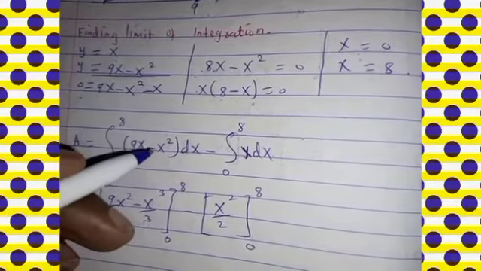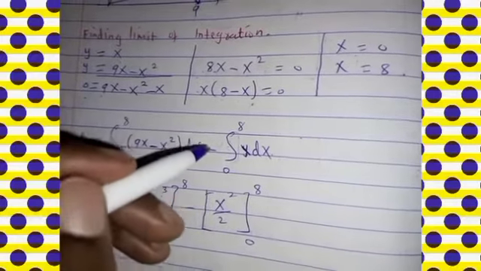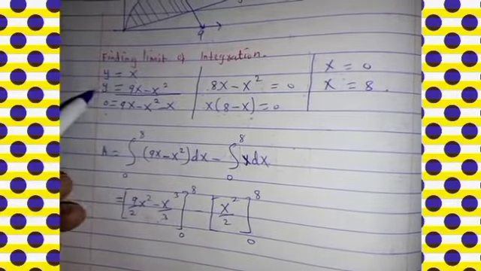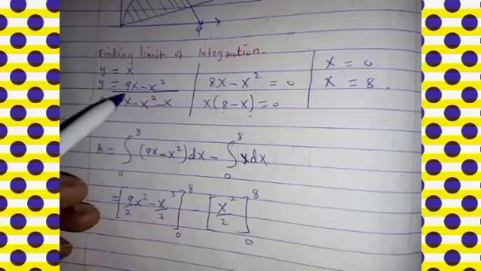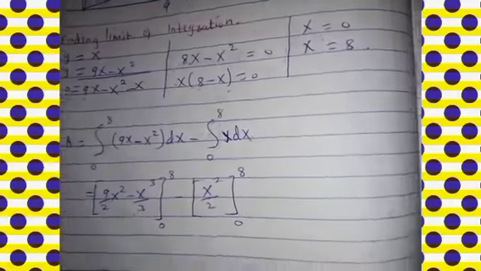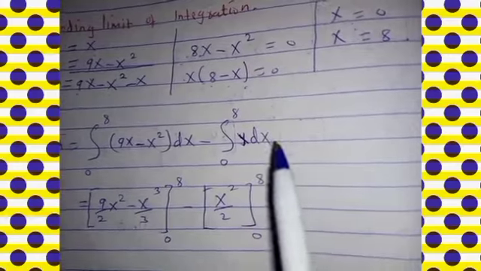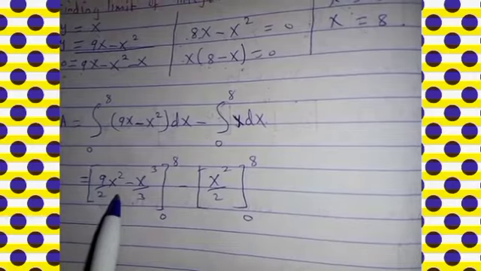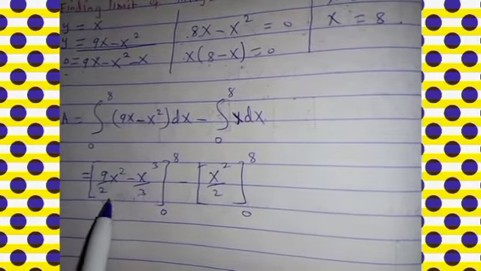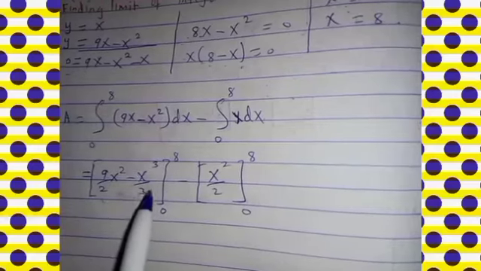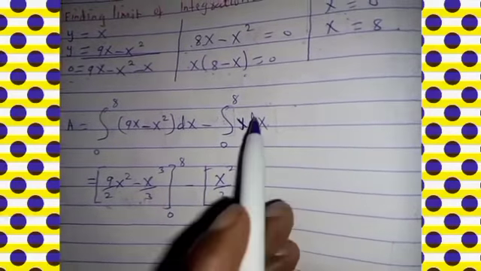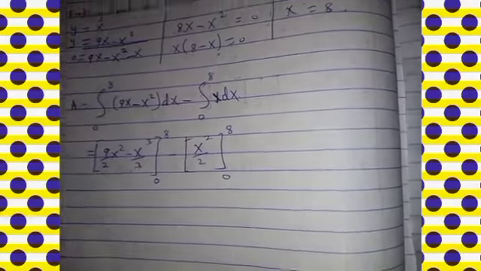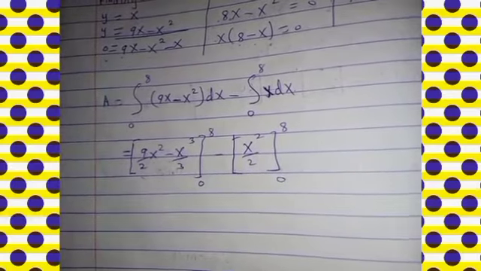We integrate this curve, 9x minus x squared, minus this other one. We have two functions, y is equal to x and y is equal to 9x minus x squared. So integrate both of them. When we do that, here we have 9 over 2 x squared minus x cubed over 3, minus, we integrate this one, which is x squared over 2. And then from there, we substitute the boundaries as shown.